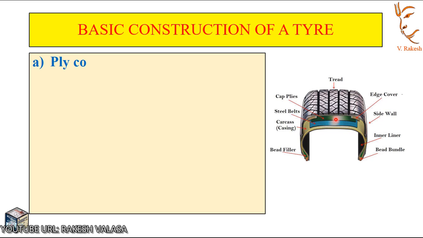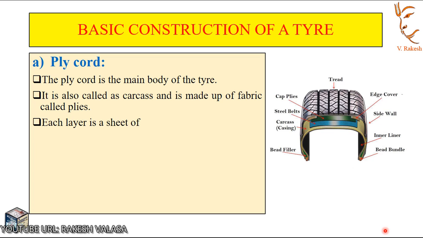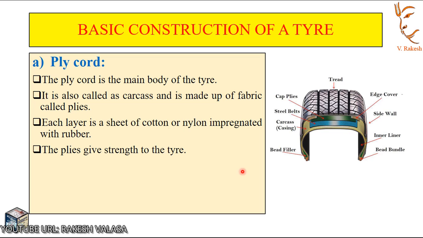Let us see the ply cord. You can see this part in this figure, that is the ply cord or cap plies. The ply cord is the main body of the tire. It is also called the carcass and is made up of fabric called plies. Each layer is a sheet of cotton or nylon impregnated with rubber. The plies give strength to the tire.